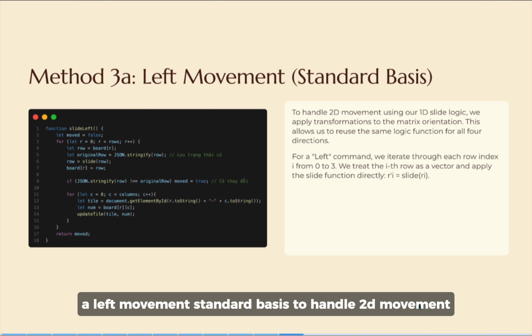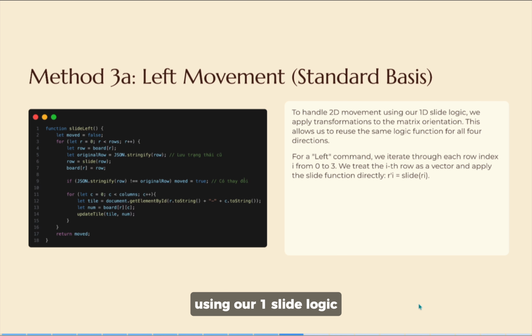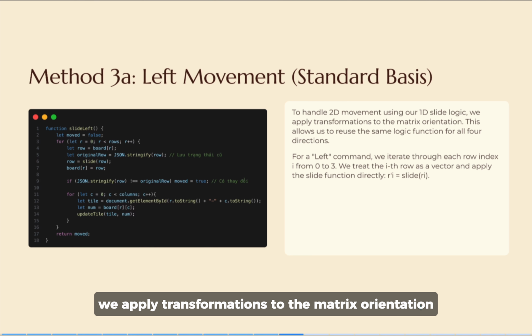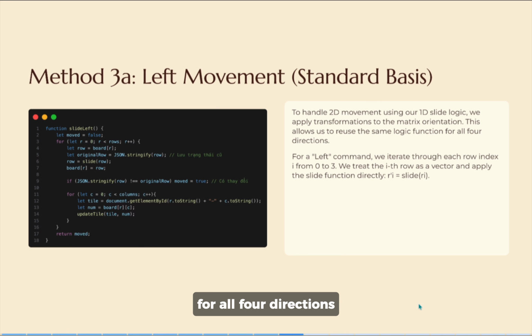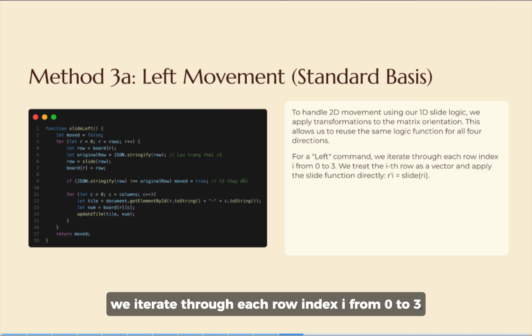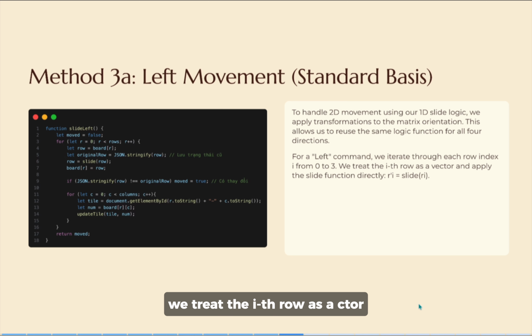Method 3A. Left movement, standard basis. To handle 2D movement using our 1D slide logic, we apply transformations to the matrix orientation. This allows us to reuse the same logic function for all 4 directions. For a left command, we iterate through each row index i from 0 to 3. We treat the ith row as a vector and apply the slide function directly.